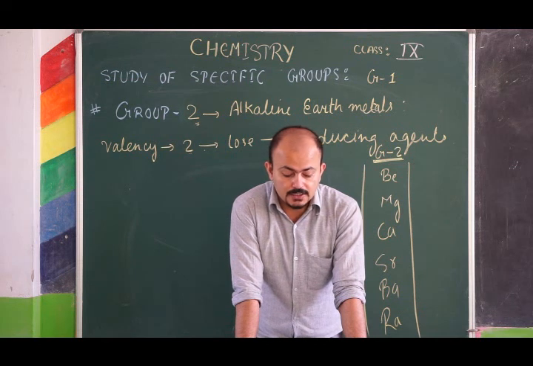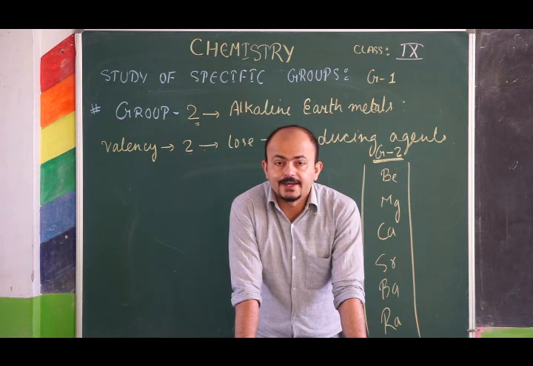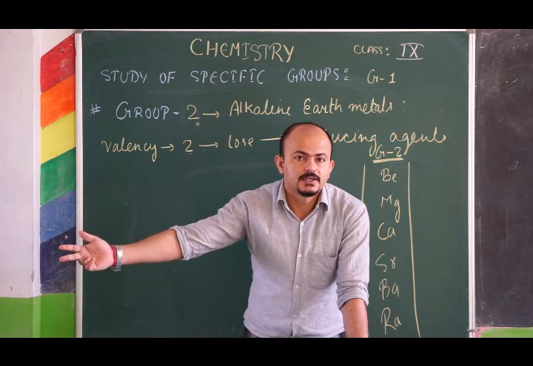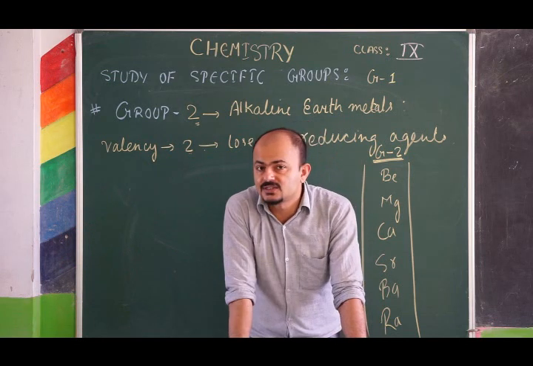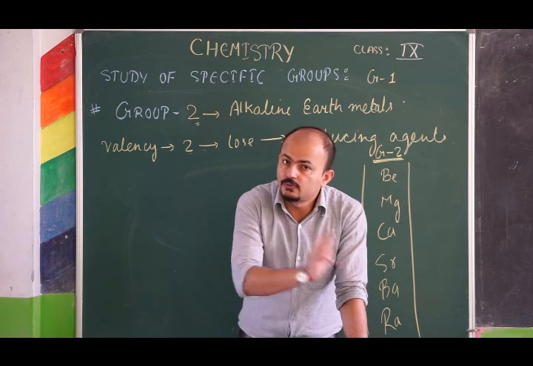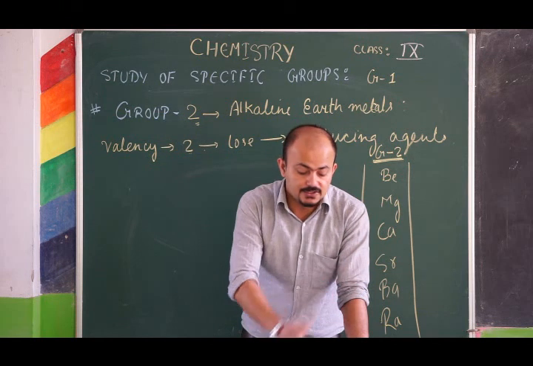Bonding: all alkaline earth metal salts except salts of beryllium, they form what? Ionic bonds. Having 2 electrons, it tries to lose those 2 electrons, therefore it prefers to form an ionic bond every time. But the exception here is beryllium. In group 1, it was also forming ionic bonds. What was the exception? Lithium. Please remember.